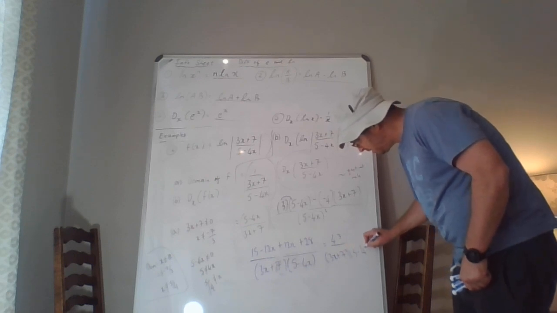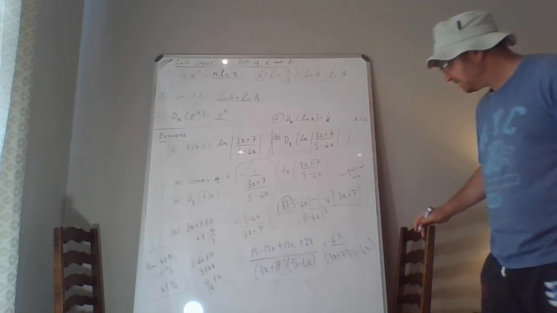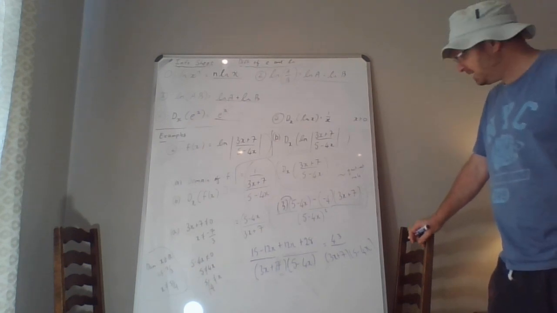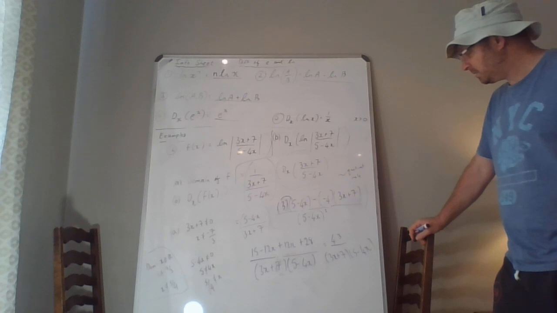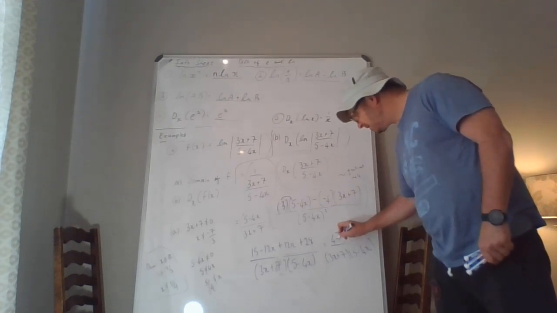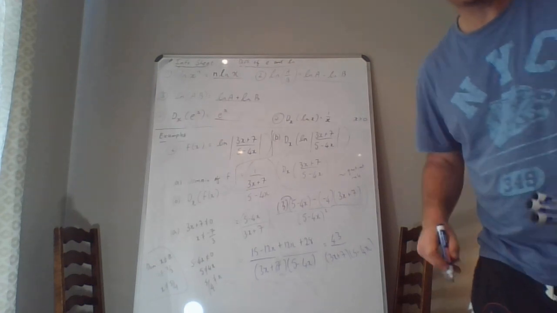5 minus 4x, and Nicole, I'm absolutely sure you got that all right. Okay, high five yourself. And if you made a mistake, just check where you went wrong. So your final answer, 43 over 3x plus 7, 5 minus 4x.